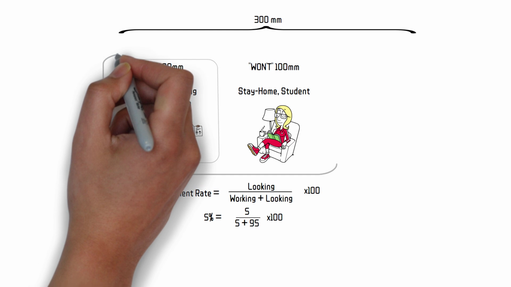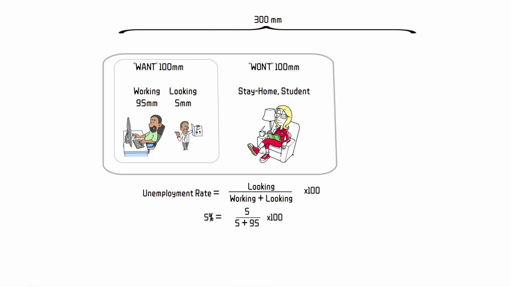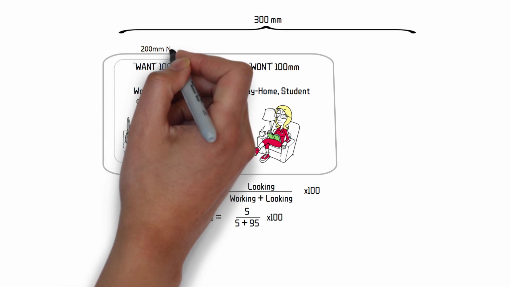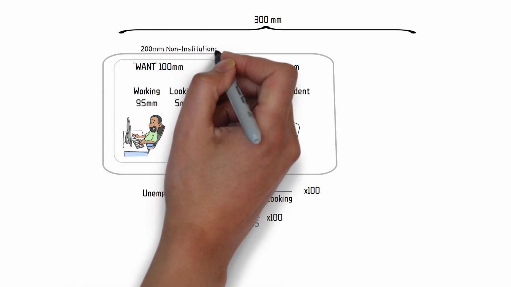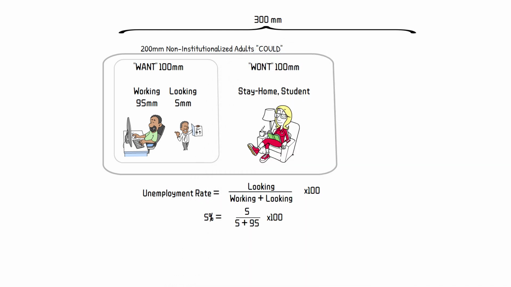The 2 population groups we are talking about is 200 million worth. We'll call these non-institutionalized adults, or could. All of these people could work if they had to, including the unemployed and the stay-at-homes. So this is the denominator or our basis of labor force participation.